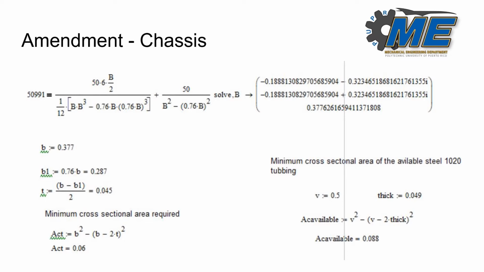Once the research was done, the available material's smallest cross-sectional area was calculated to be 0.08, which exceeds the minimum required by 0.02. This new dimension for the tubing will reduce cost.